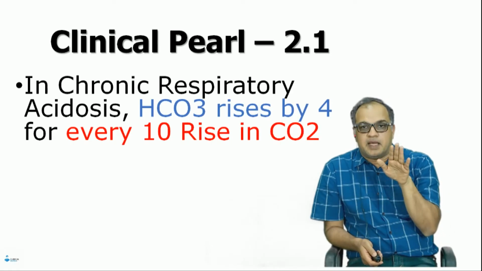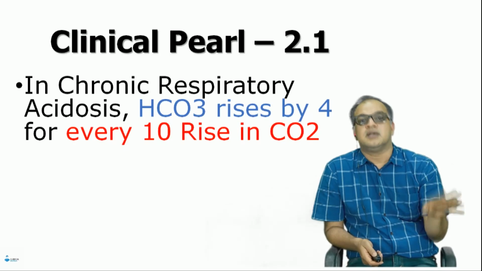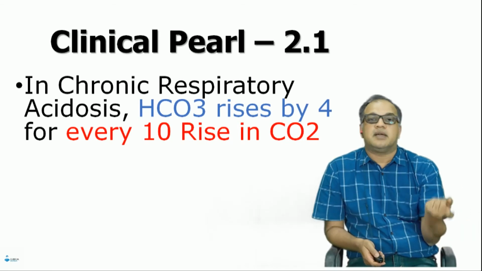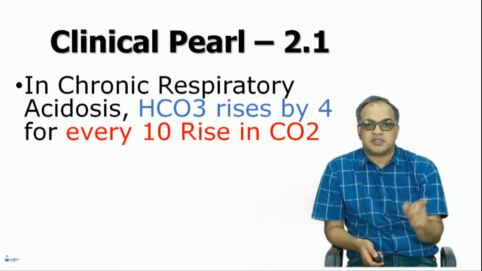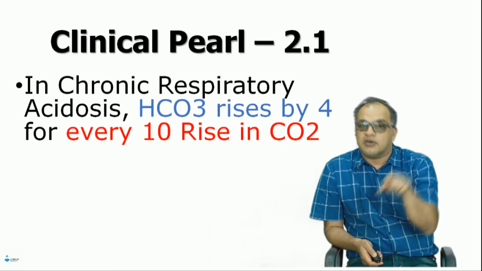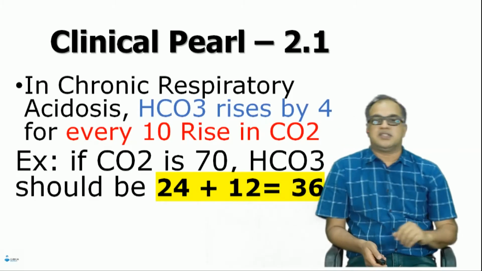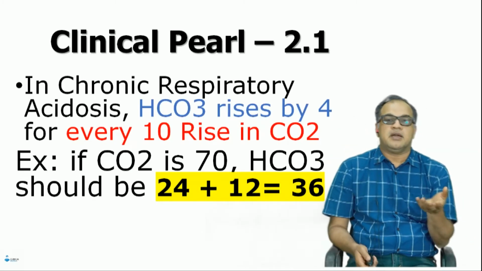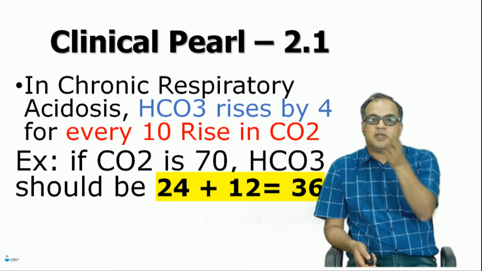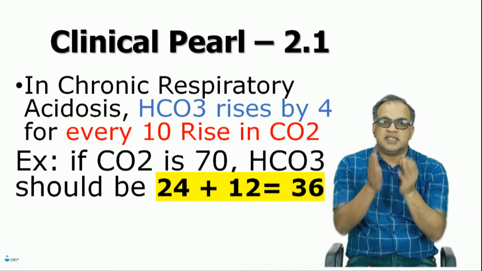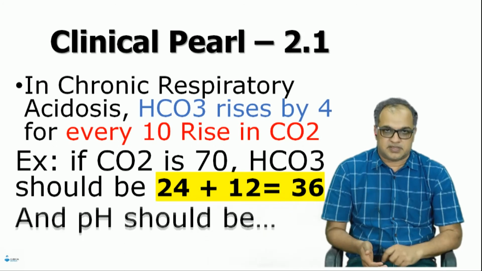So in an acute respiratory acidosis with a PCO2 of 60, bicarbonate will be hardly 26. But in a chronic respiratory acidosis, bicarbonate will be 32 for the PCO2 of 60. If CO2 is 70, then the bicarbonate should be 24 plus 4 plus 4 plus 4, well, that is 36. That is in chronic respiratory acidosis.